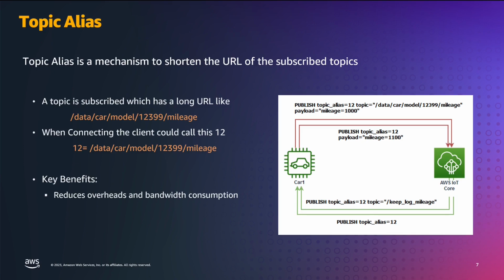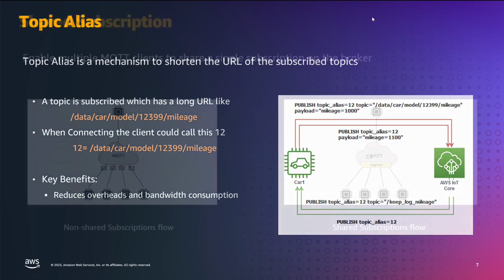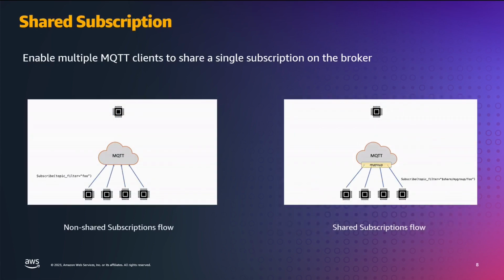In scenarios where multiple devices or clients subscribe to the same or similar topics, using the full topic string can lead to increased processing load on both the client and the broker side. But if you switch to topic aliases, then you can reduce the data overhead. This is particularly beneficial for devices with limited bandwidth and processing power, so you can also reduce bandwidth consumption.